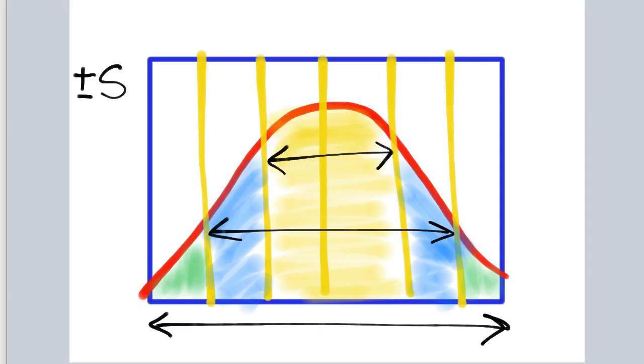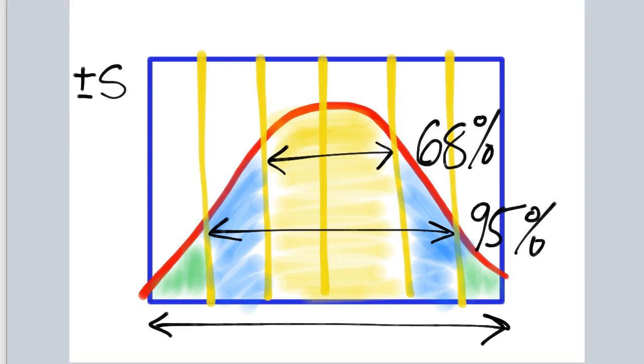Some numbers you need to write down, make sure you have them in your notebook, are these. This first zone represents 68% of the data in this bell curve. The second zone, from plus or minus 2 standard deviations, represents 95% of the data in this bell curve, and for plus or minus 3 standard deviations, that's 99.7% of the data in that bell curve. So that is the first thing we want to talk about.